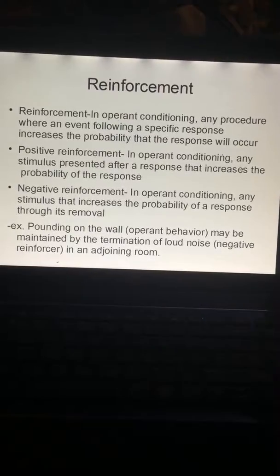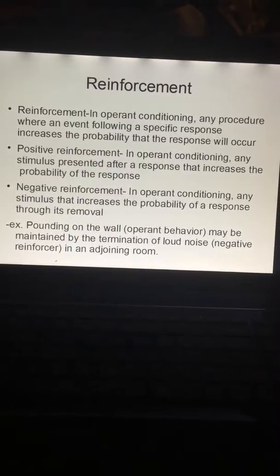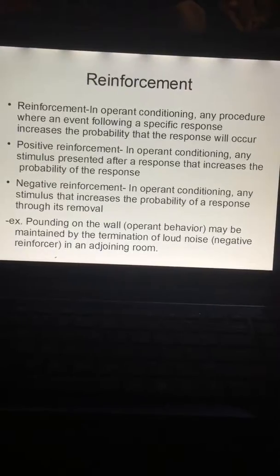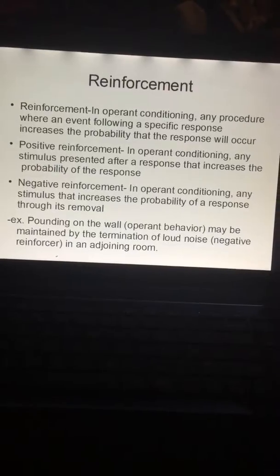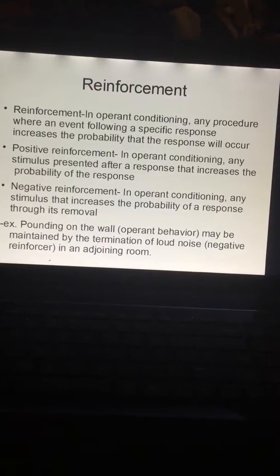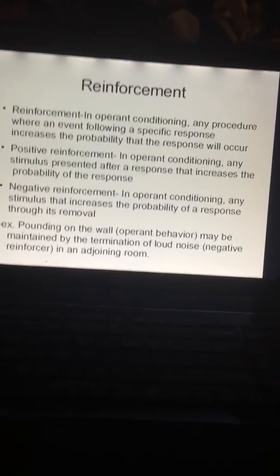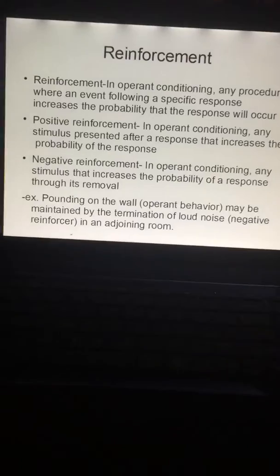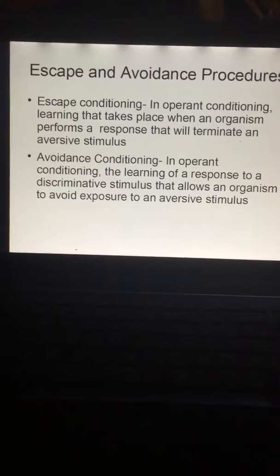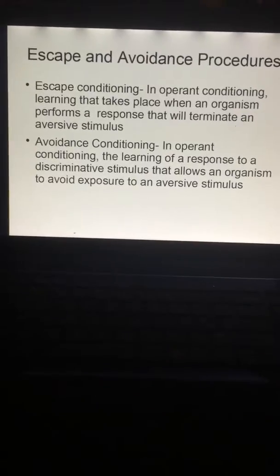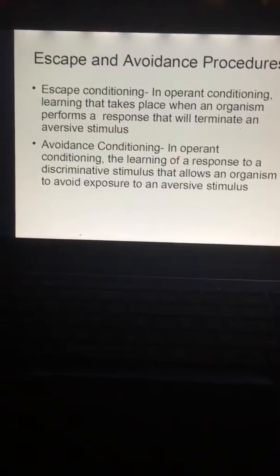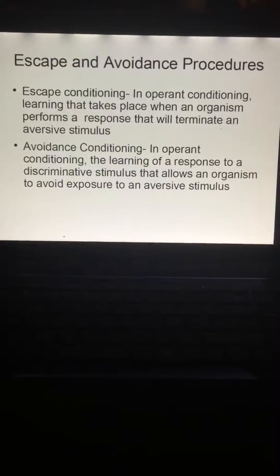An example of this is my neighbor screaming on the other end and me banging on the wall. Now, if they stop screaming, my banging on the wall behavior has been reinforced, which means that if they scream again, I'm going to bang on the wall again. Or yelling at a telemarketer might mean they might not call again, which means my yelling behavior has been reinforced.